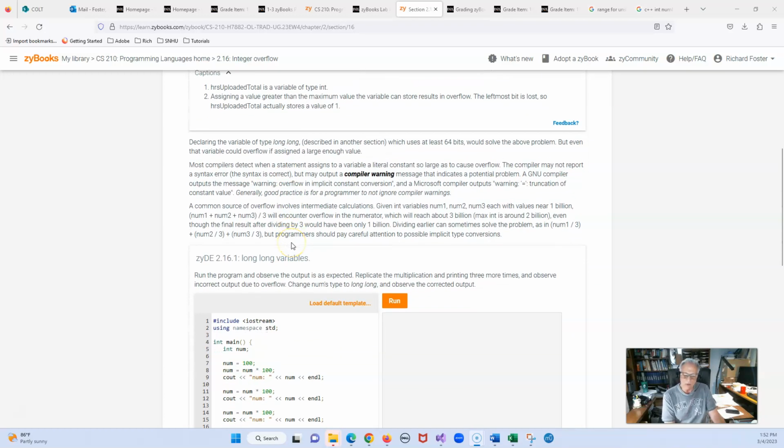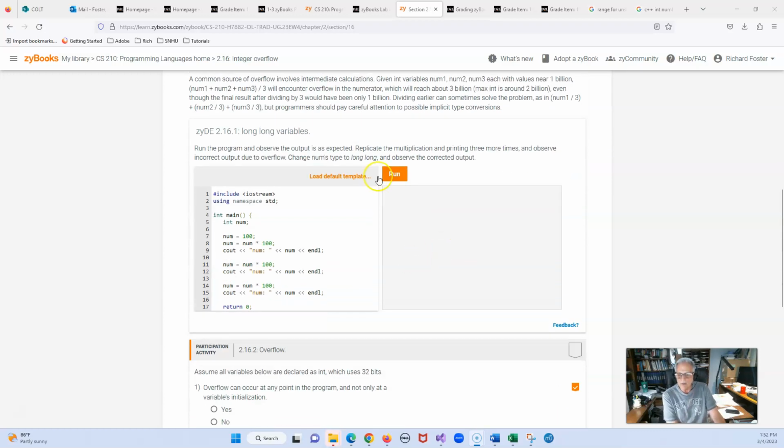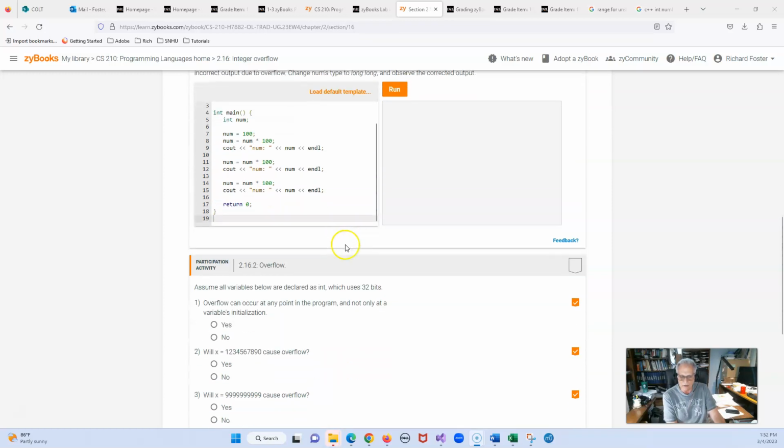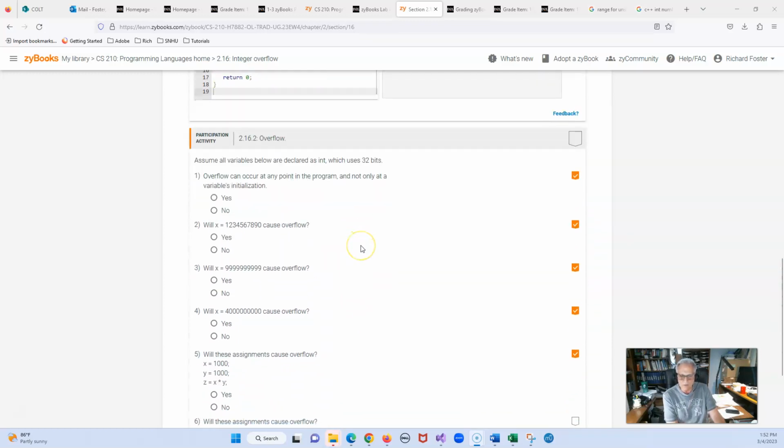So just be very careful when you're doing things in here, and they give you a nice explanation here. We're going to go through a couple of these exercises, and one thing you can do is run this on your own so you can see how all of these work. But let's go through some of these. Overflow can occur at any point in a program and not only at variables. Exactly. Suppose you had a 4-byte integer and then you added 10 to it, you had the max. So obviously you're going to have an issue. So let's choose yes and see what happens. And we're good.